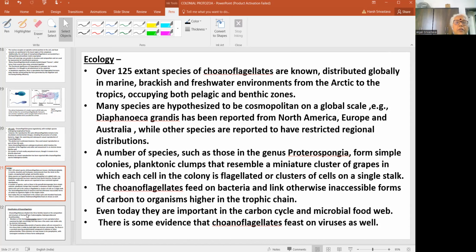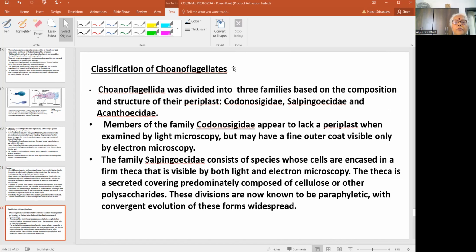unicellular organisms. Now, this is the classification of choanoflagellates. Mainly three families have been identified of this order Choanoflagellata; somewhere this group is referred to as a class, somewhere as an order. These important families of the colonial forms of the choanoflagellates are the Codonosigidae, Salpingoecidae, and Acanthoecidae. This Acanthoecidae plays a very important role, as Pterospongia, a connecting link between unicellular and multicellular organisms, belongs to this group.